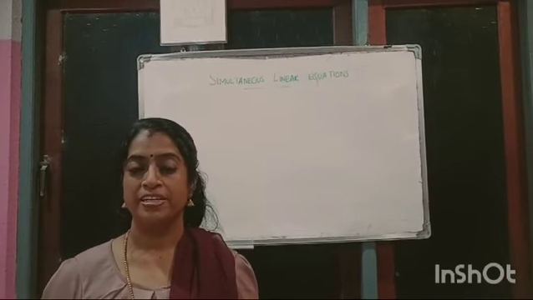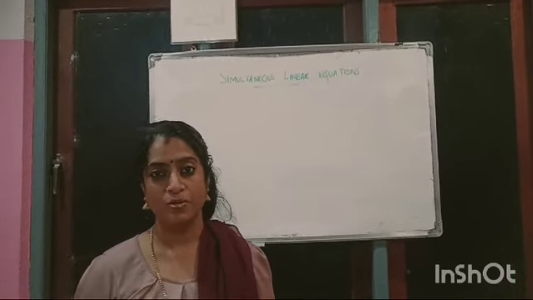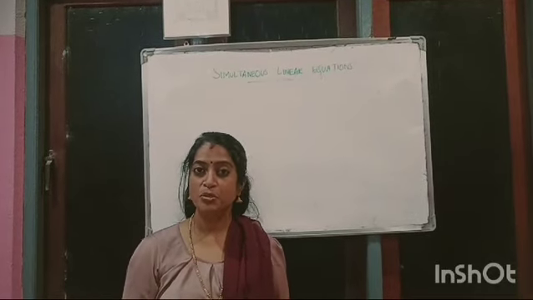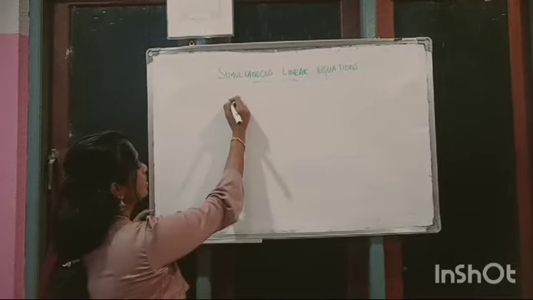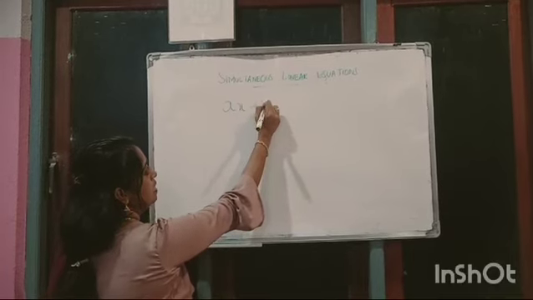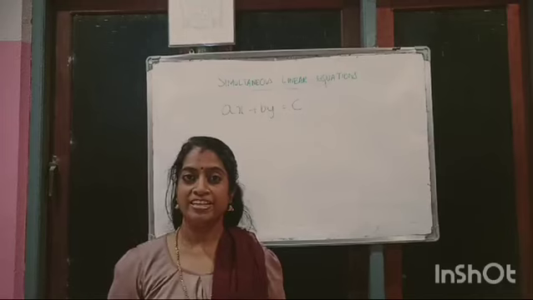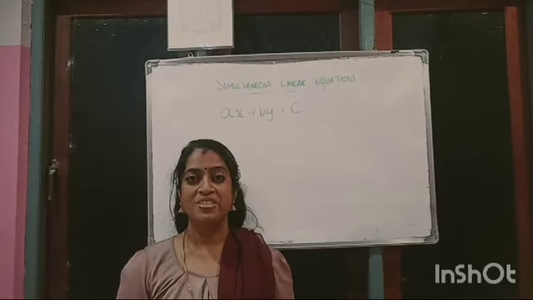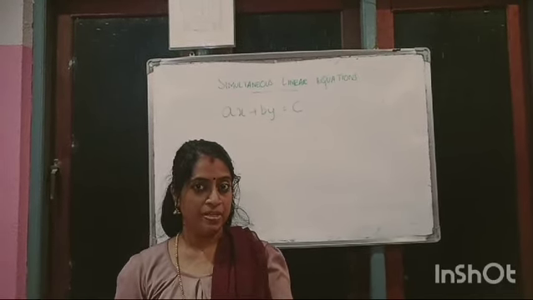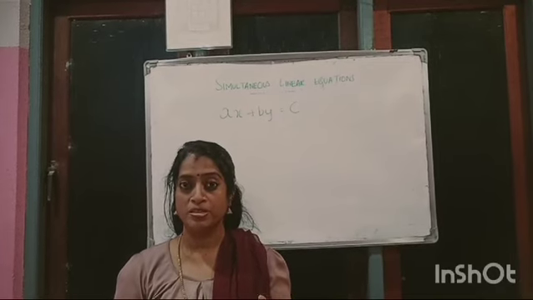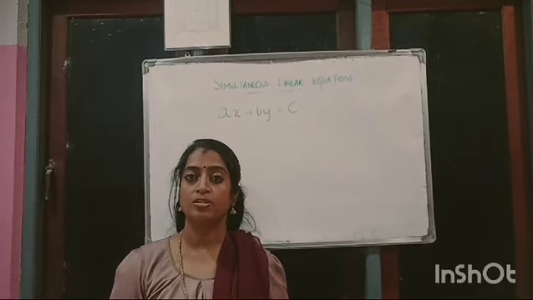Linear equations are in the form ax plus b equals c. When they are in two variables, we write ax plus by equals c. This is the general form of a linear equation in two variables. So, x and y are the variables, a and b are the constants. Even c is a constant.